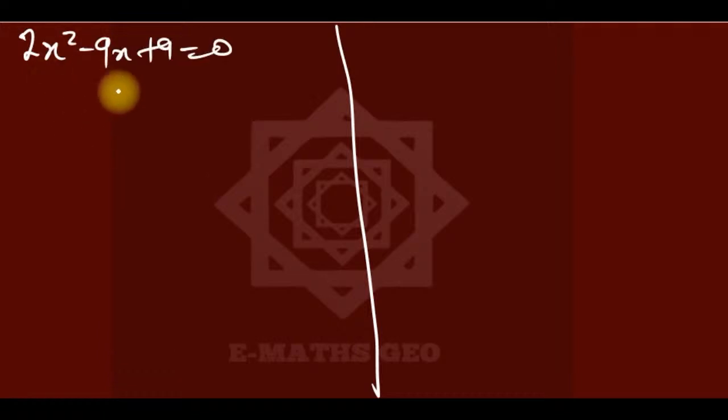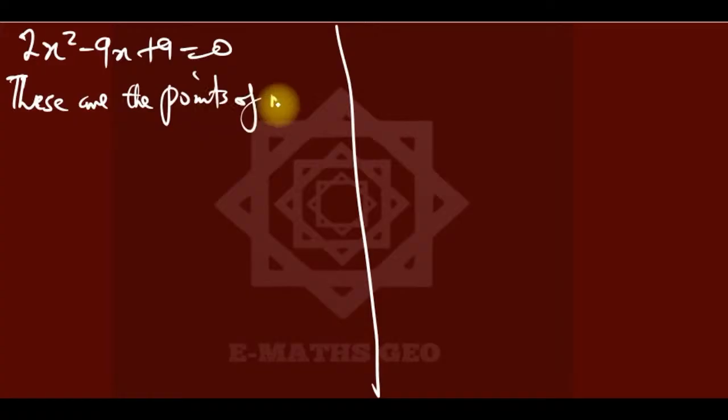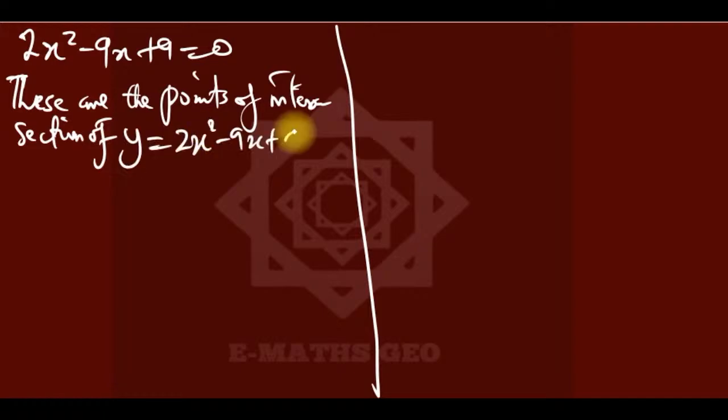So as you can see, this is what we plotted. We plotted y equal to 2x squared minus 9x plus 9. So these are the points of intersection of that curve we plotted and y equal to 0. Yes, we have two functions here. The first one at the left hand side, while the second one on the right hand side. That is y equal to 0, which is the x-axis.